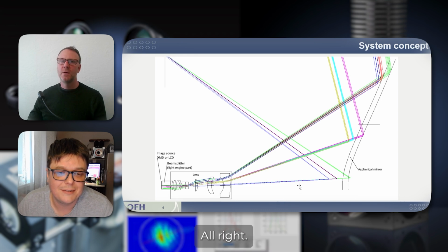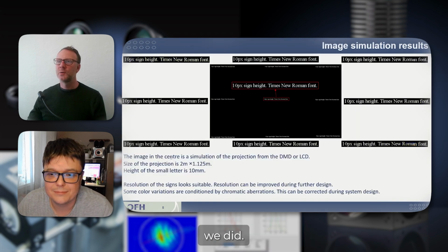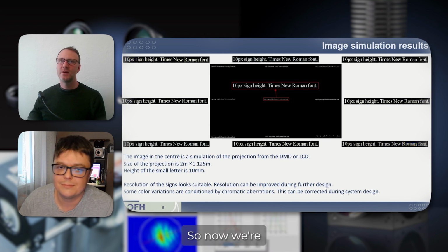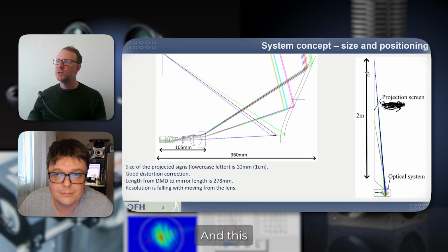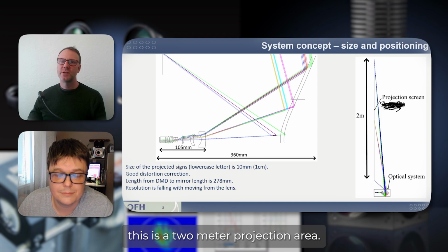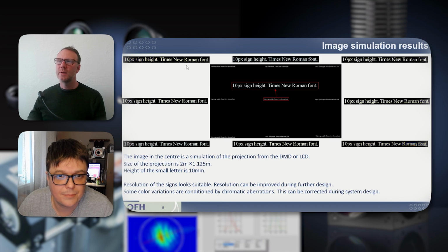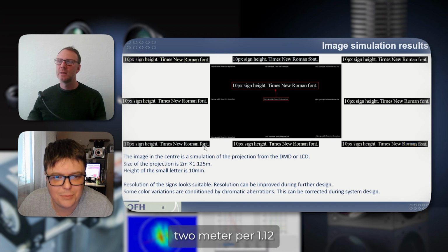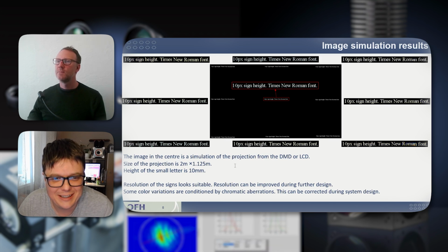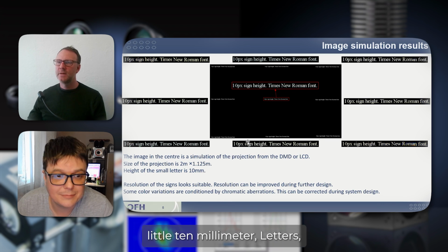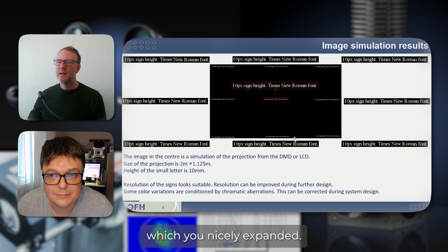Okay, interesting. All right, well, let's see how you did, or how we did. This is now the image plane. So now we're looking at a virtual image here, and this is a 2 meter projection area coming out of this small projection system. This is the size, 2 meters by 1.1 meters. And we have these little 10 millimeter letters, which you nicely expanded.